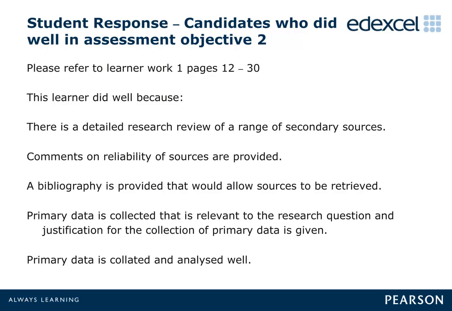This slide refers to Learner Number 1's evidence for Assessment Objective 2. The learner carries out a review of their secondary data and comments on reliability of sources. The learner could further improve this work by making clear how the sources inform the discussion of the research question. The learner carries out collection and collation of relevant primary data, and this is analysed in some depth.